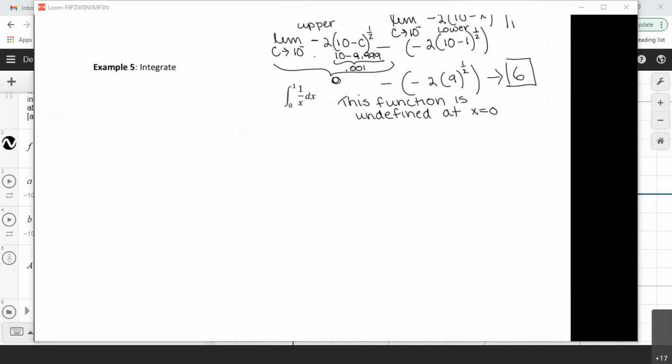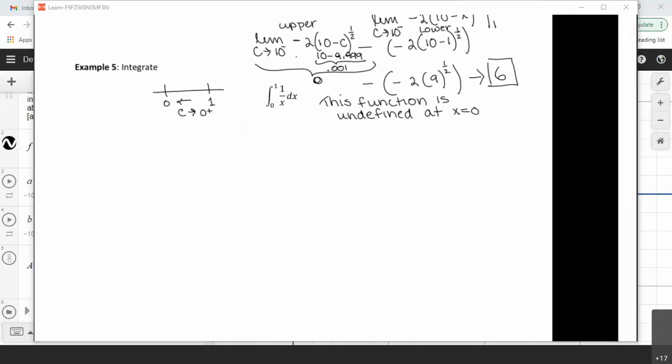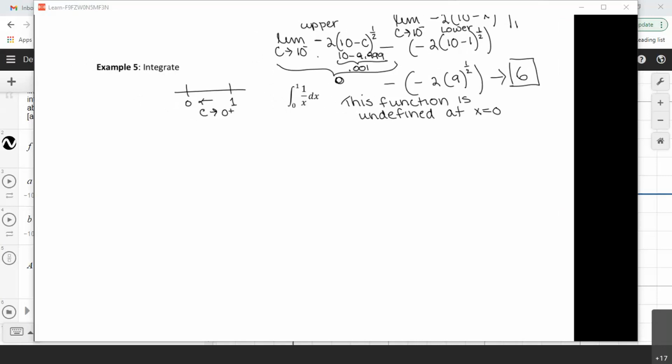Again, it's my lower bound, so I'm going to let C approach 0 from the right-hand side. I'm moving left towards it. From the positive side is usually what that plus sign means. So take the limit as C approaches 0 from the right.